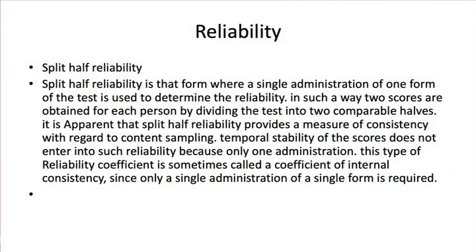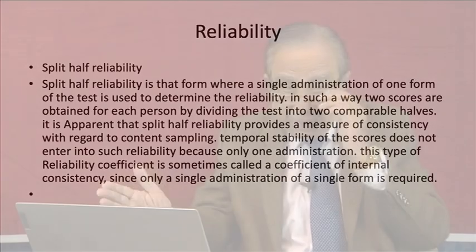So the first was test-retest reliability, the second was the alternate form reliability. Now come to the split half reliability. It is a very typical and different type of reliability. It will solve the problem of the double administration. So why split half? You will just come to know. First let me read, then I will explain.